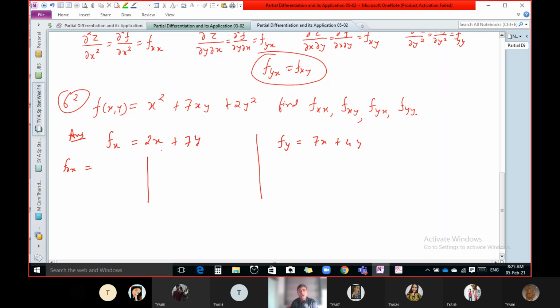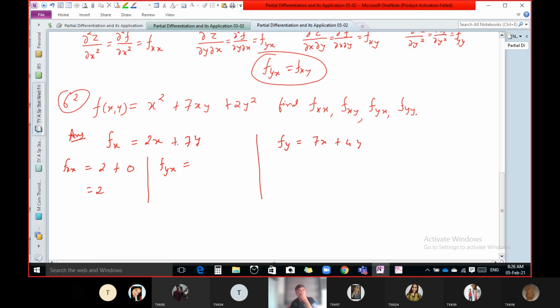Differentiate this with respect to x. What is the derivative of 2x? 2 plus 7y, where y is a constant. So 0. Correct, 0, because y is a constant number and there is no x here. We have to differentiate with respect to x, and there is no x here, so the derivative is 0.